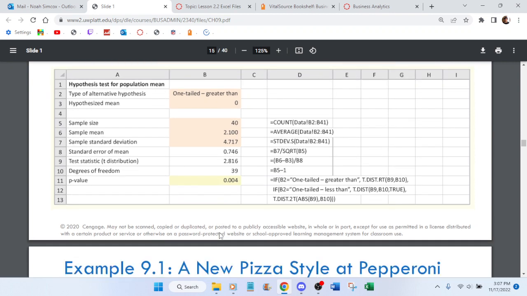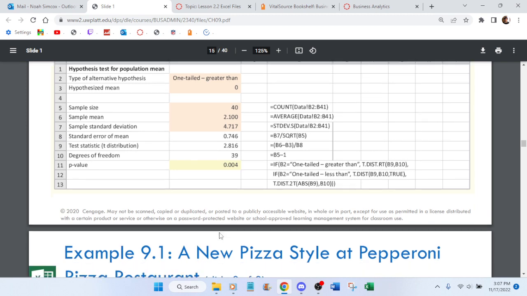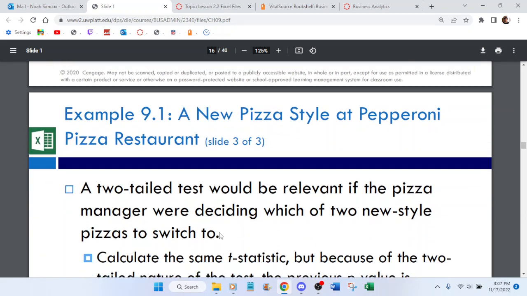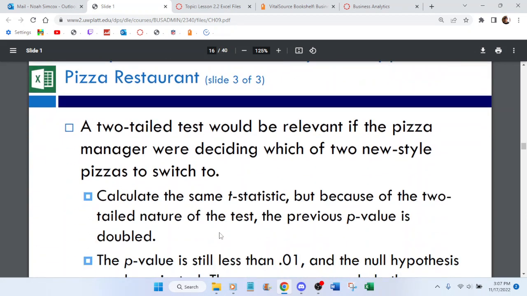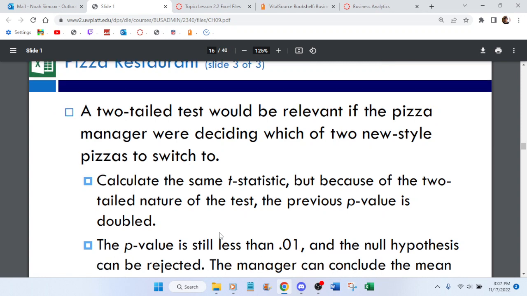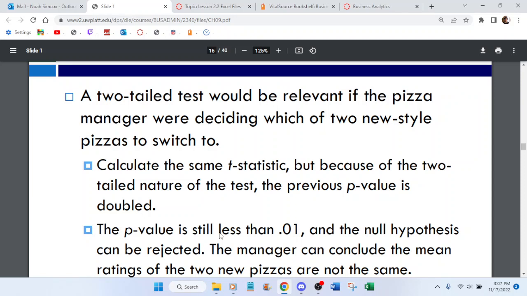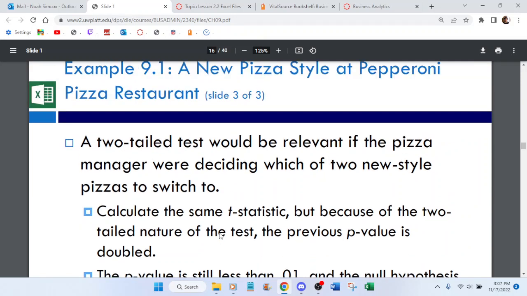And they calculated a p-value of 0.004, which basically means that it's good. That was funny. Two-tailed test.